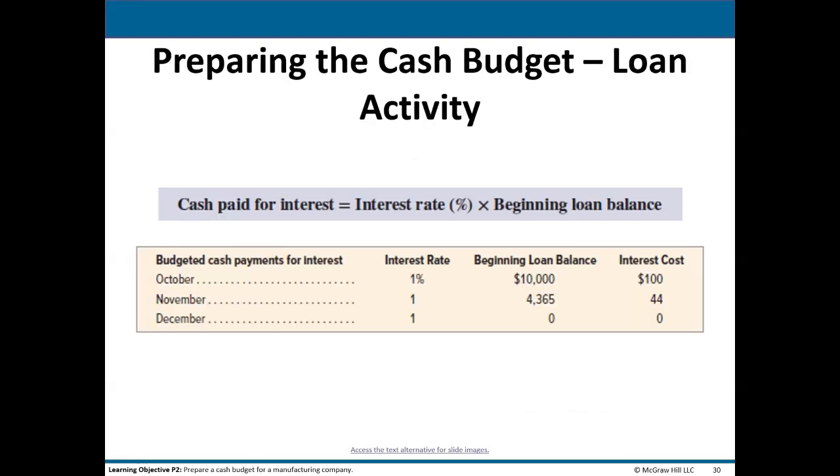So now let's look at the cash budget and the loan activity. So if the cash balance exceeds $20,000 at month end, remember TSC uses the excess to repay the loans. If the cash balance is below $20,000 at month end, TSC takes out a loan for the shortage. Interest on the loan is computed as the beginning loan balance times the interest rate. Using TSC's interest rate of 1% per month, the budgeted cash payments for interest follow and are reported in Exhibit 20.16.